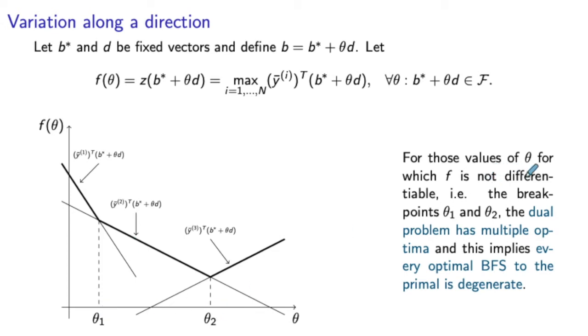Alright, so for the values of theta for which f is not differentiable, these breakpoints theta 1 and theta 2, the dual problem has multiple optima, and every optimal basic feasible solution for the primal problem is degenerate. Because when we have alternative optima for the dual, this means that we have some zero coefficients in row 0 of the optimal dual tableau, which exactly corresponds to the degeneracy for the corresponding primal solution.